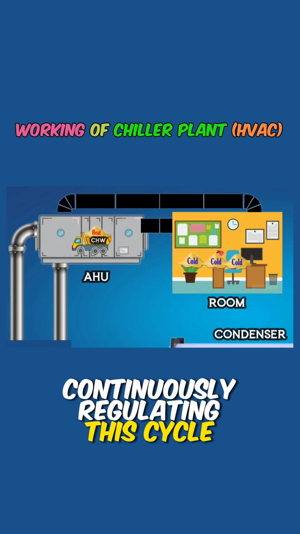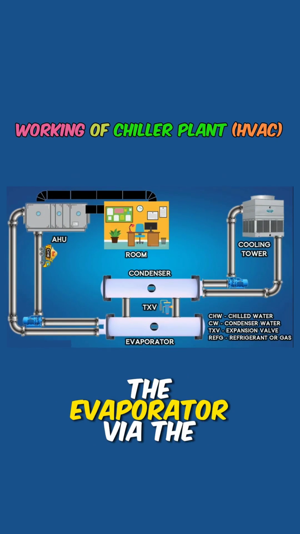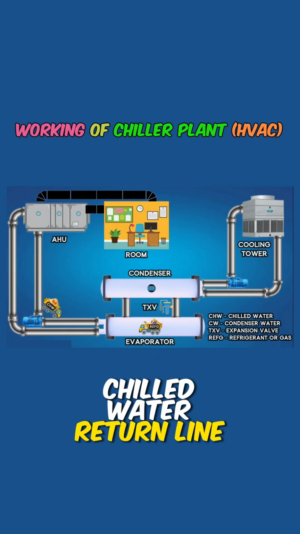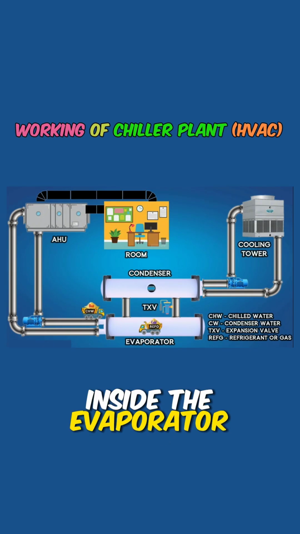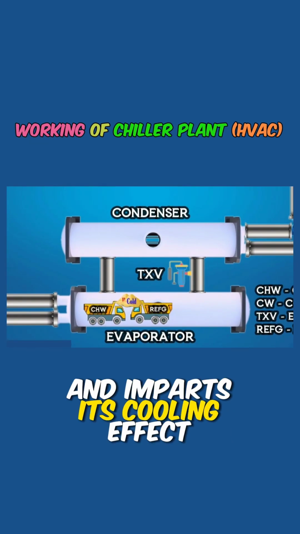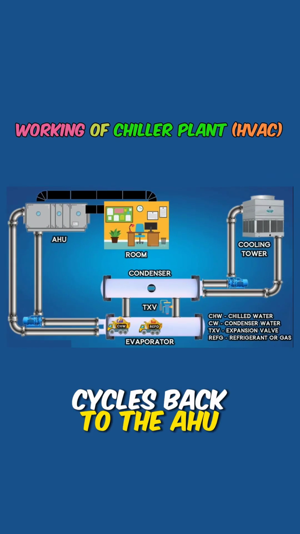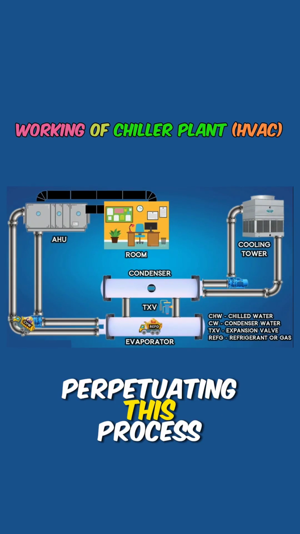continuously regulating this cycle. The heat gathered by the AHU is conveyed back to the evaporator via the chilled water return line. Inside the evaporator, the refrigerant absorbs the heat from the chilled water and imparts its cooling effect. The chilled water, now cold, cycles back to the AHU, perpetuating this process.